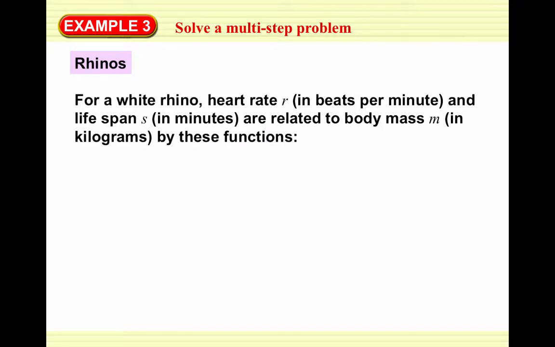All right, so let's look at actually an example where people would use this in the real world. For a white rhino, heart rate R in beats per minute and lifespan S in minutes are related to body mass M in kilograms by these functions. R of M, so the heart rate as a function of mass, is equal to 241 M to the negative 0.25.